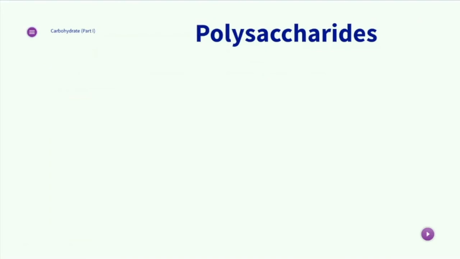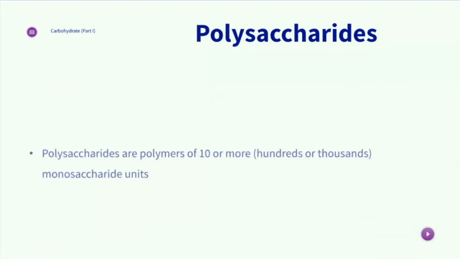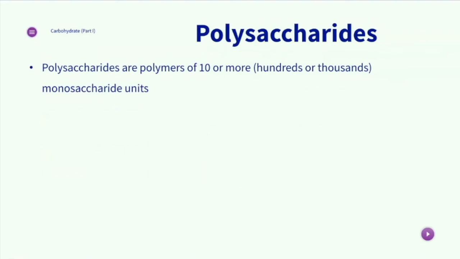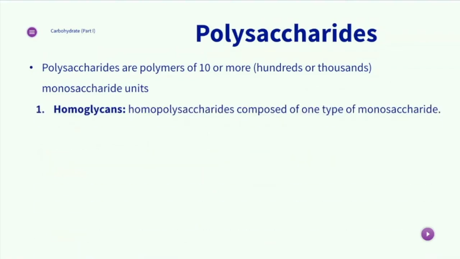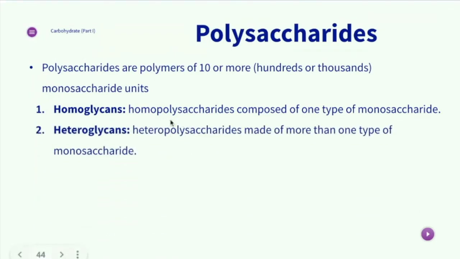The most important, other than the monosaccharide, is the polysaccharide. It is a complex polymer of 10 or more, could be 100 or 1,000 monosaccharide units. It can be divided into homoglycans, which are homopolysaccharides composed of only one type of monosaccharide, and heteroglycans, heteropolysaccharides made of more than one type of monosaccharide.